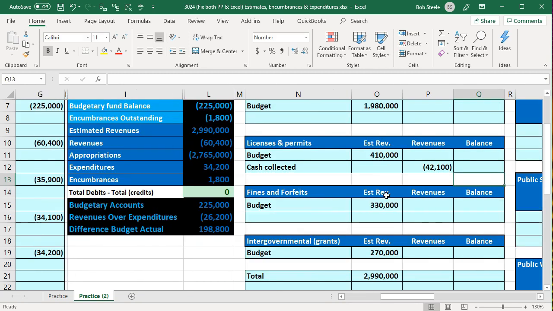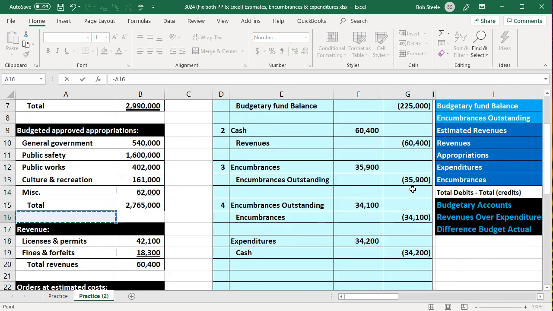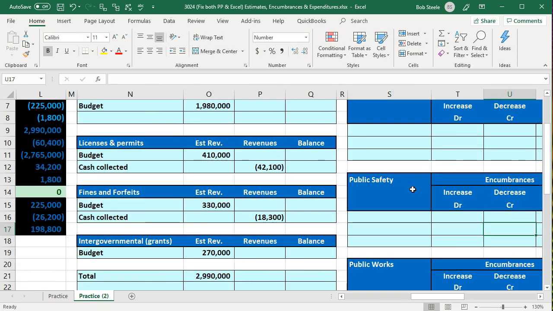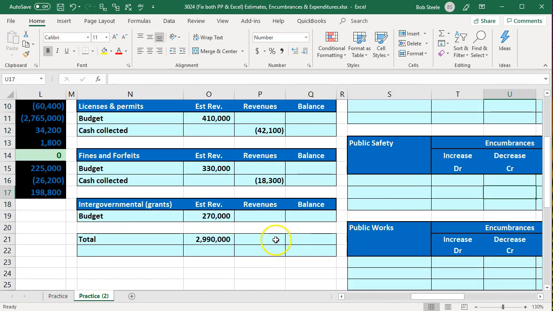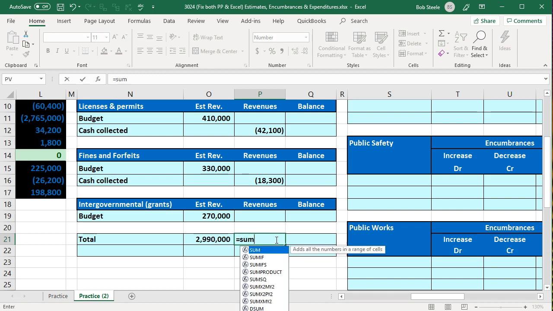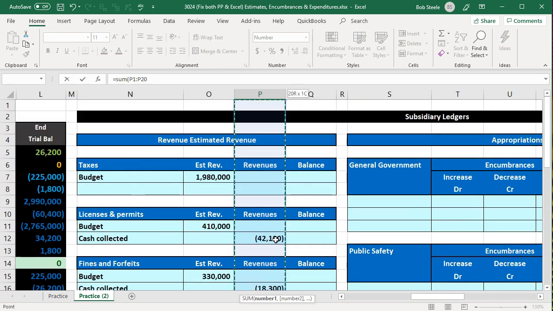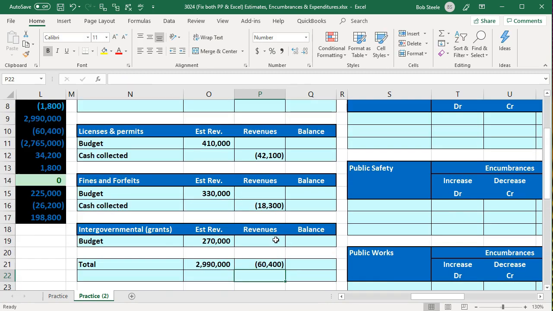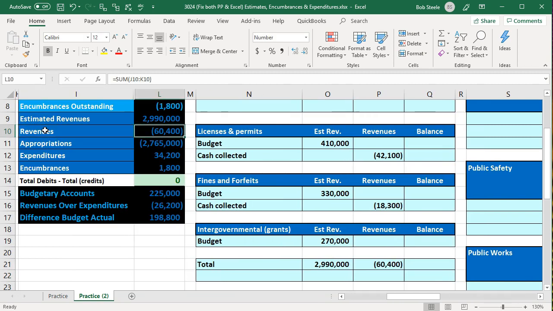And then we also have the fines, I believe it was. So fines, and we got the revenue. We're in the revenue column. I'm going to say negative. Scroll back over and pick up the fines and forfeitures of the 18,300. So there we have that. If we were to sum up all of the revenue then, on the credit side, we would have a credit of the 60,400, which of course ties out to the line item on revenue.